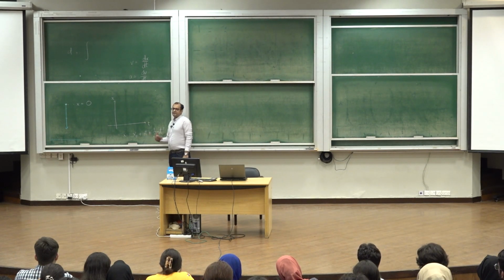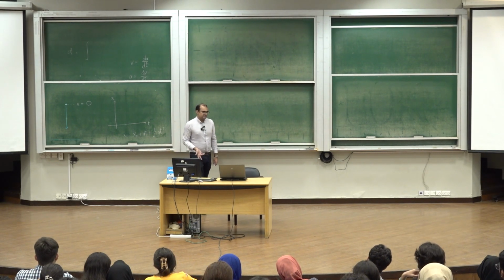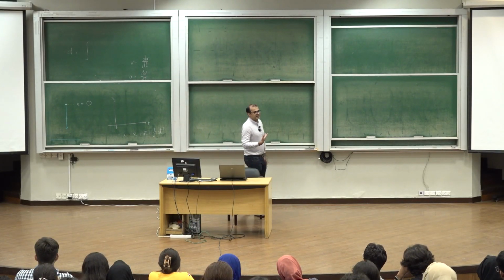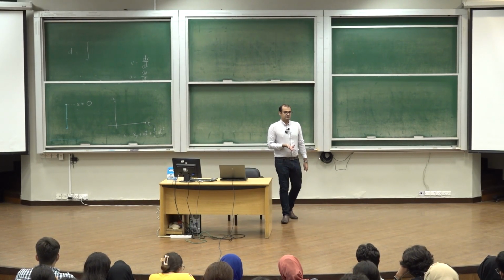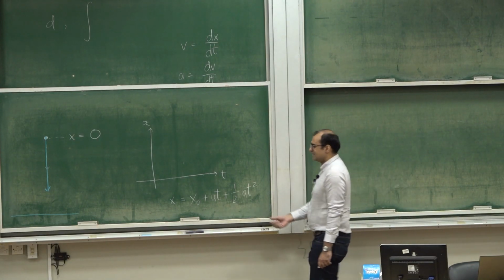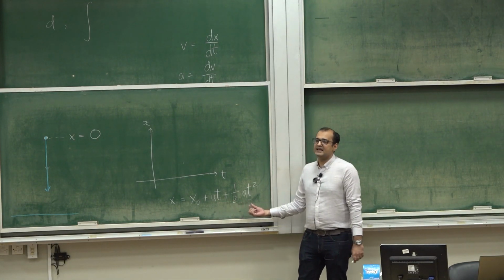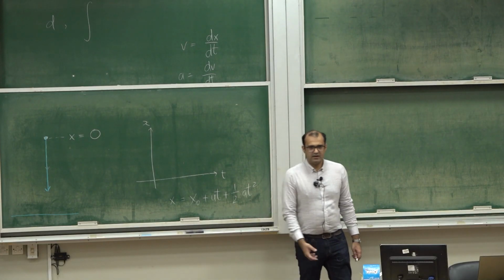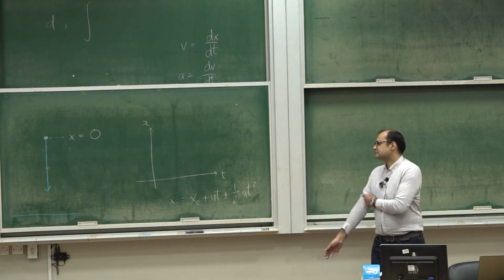u and a could be positive, could be negative, depends on the situation at hand, depends on how you set up your axis. So this equation, the way I've written it, does not mean necessarily that u has to be positive and a has to be positive. It depends on the situation.